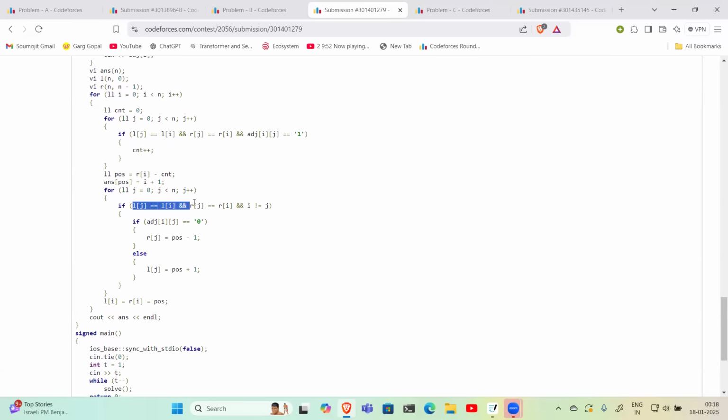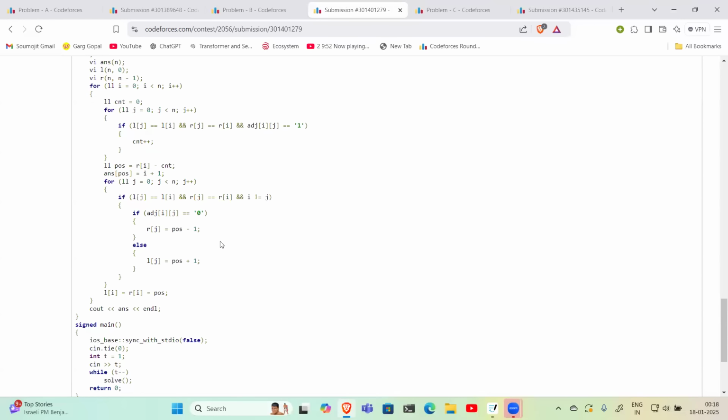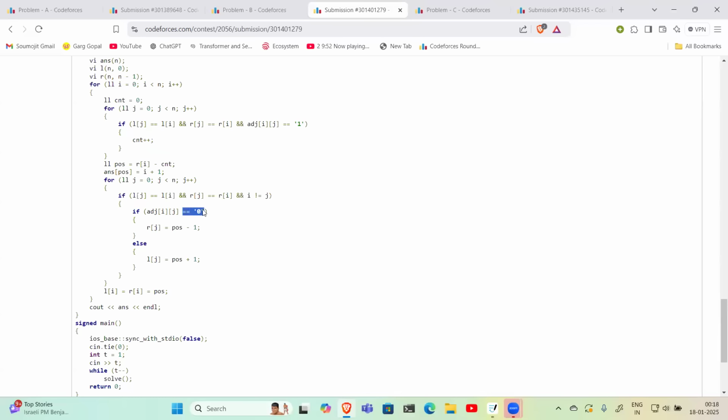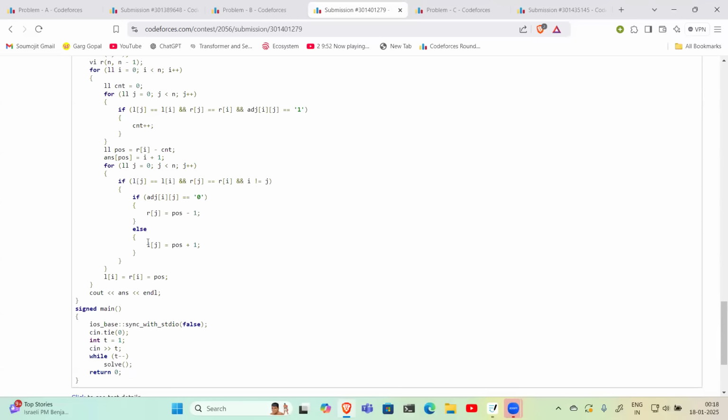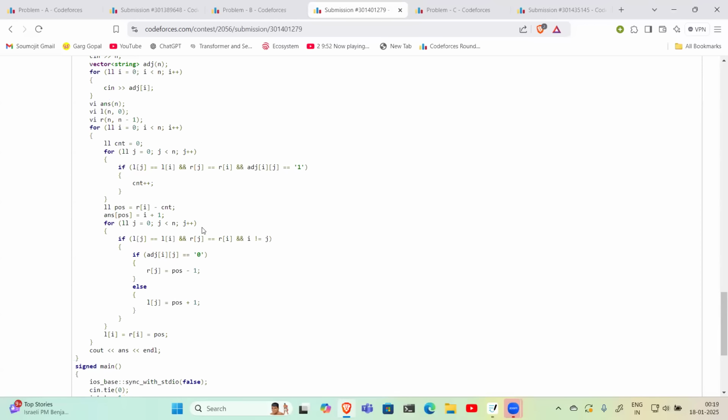Again, I look at all those elements which are in the same branch, and for all values j not equal to i, so all different bags, I look at, okay, is there an edge between i and j? If there is no edge, that means it must come to the left side of i. So in that case, we keep the L value same, we do not touch it, and we mark R[j] as pos minus 1. If we see that adjacency[i][j] is 1, that means there is an edge between i and j, so we keep the R value same and we mark L[j] as pos plus 1. Finally, after this is done, I know that I've set i at position pos, so I mark both L and R at value pos. And finally, we print the answer.